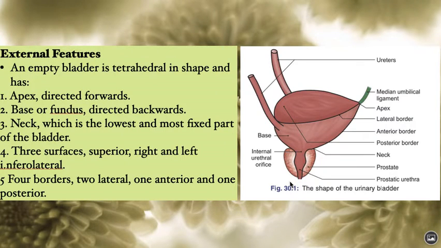The external features of the bladder. An empty bladder is tetrahedral in shape. It has an apex which is directed forwards, a base or the fundus directed backwards. It has a neck which is the lowest and most fixed part of the bladder. It has three surfaces, the superior one and the right and the left inferolateral surface, separated by four borders, two lateral borders, one anterior border, and one posterior border.